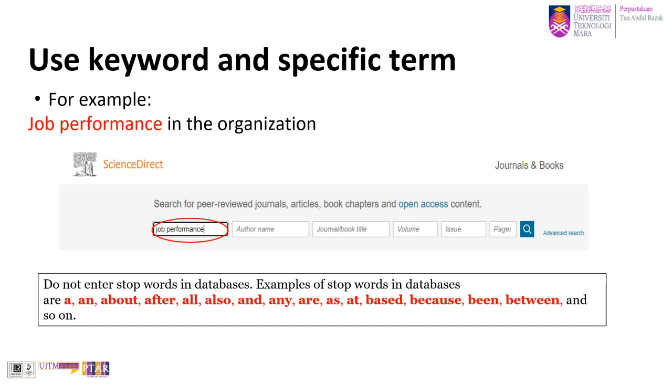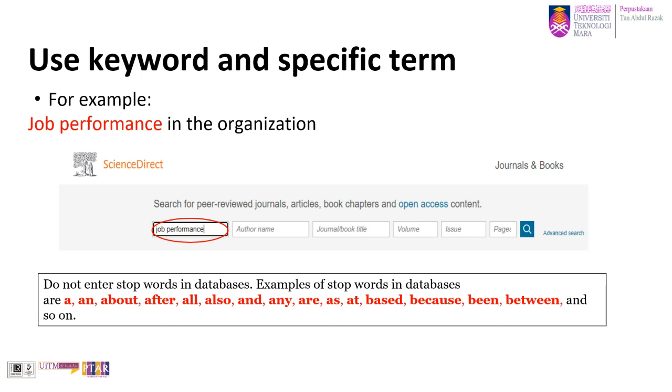Because from the statement itself, you need to define the keywords. For example, in job performance in the organization, the keywords would be job performance. Do not enter just job or just performance. When you enter job as a keyword, the search list would be enormous. It would find you all sorts of articles mentioning job, not just the performance part, but maybe job search, job specification, and so on. So you have to determine the best keywords to use, as well as the specific term.